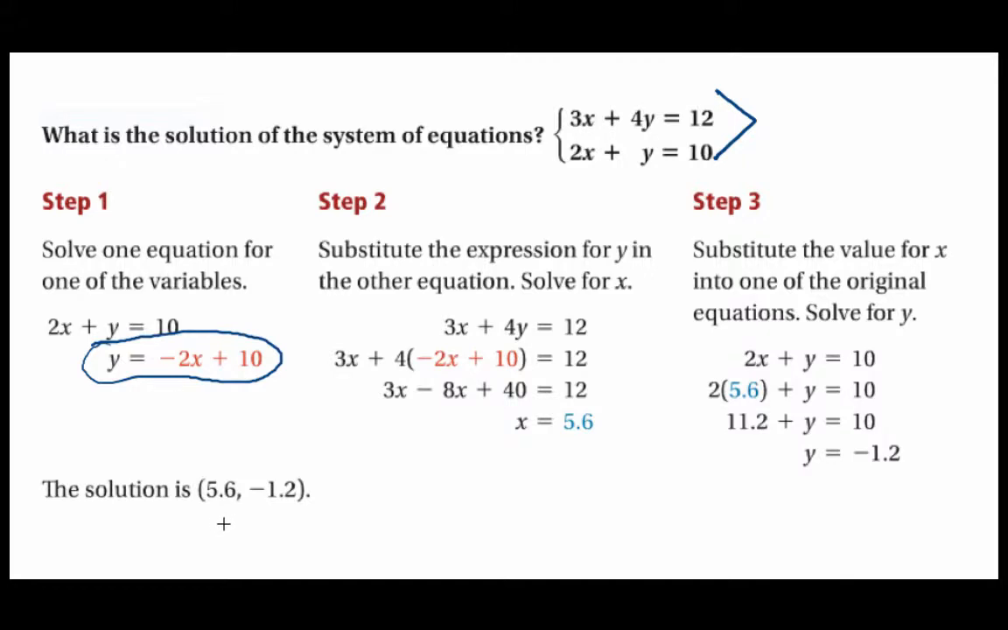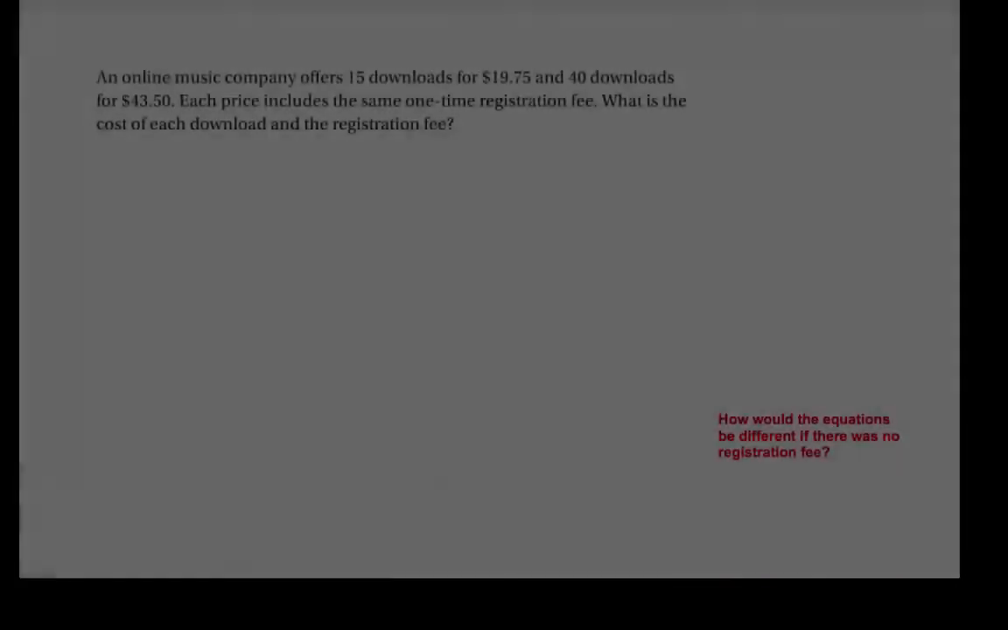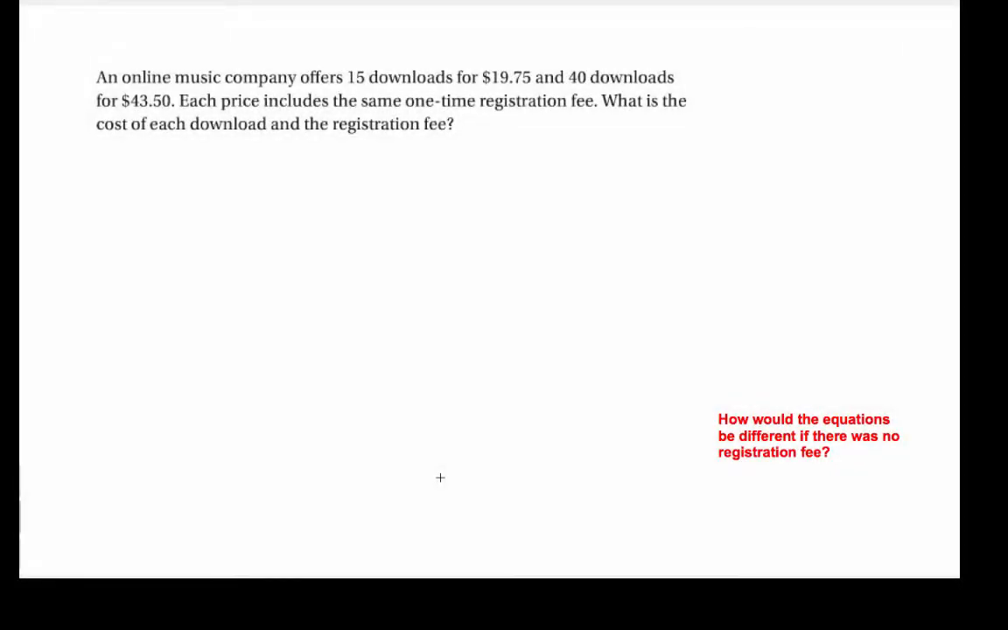So we have other methods that we can use to solve a system when the graphical method does not work. All right, here's an application of this. So our problem is an online music company offers 15 downloads for $19.75 and 40 downloads for $43.50. Each price includes the same one-time registration fee. What is the cost of each download and the registration fee?